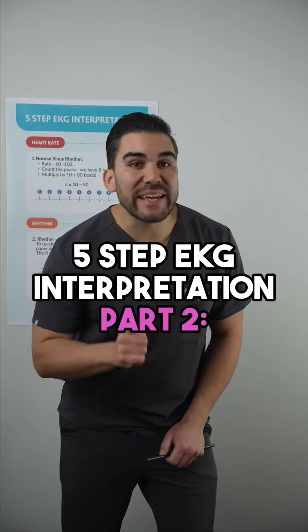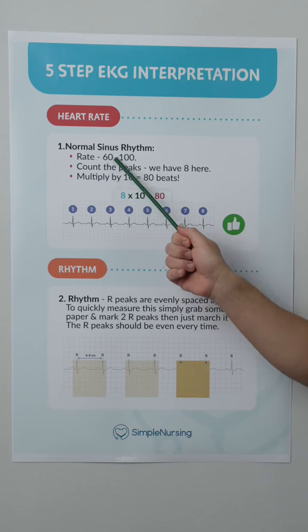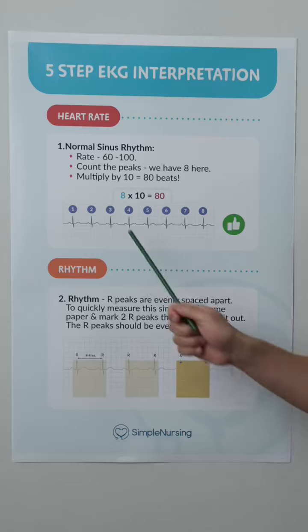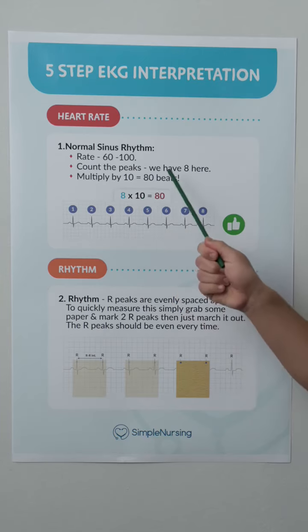Let's walk through a 5-step EKG interpretation. Step number 1 is the heart rate. Normal sinus rhythm is a heart rate between 60 to 100 beats per minute. Now, how do you find this out? So you have to count the peaks here, and we have 8 peaks in this 10-second strip. So 8 times 10 is 80 beats per minute.